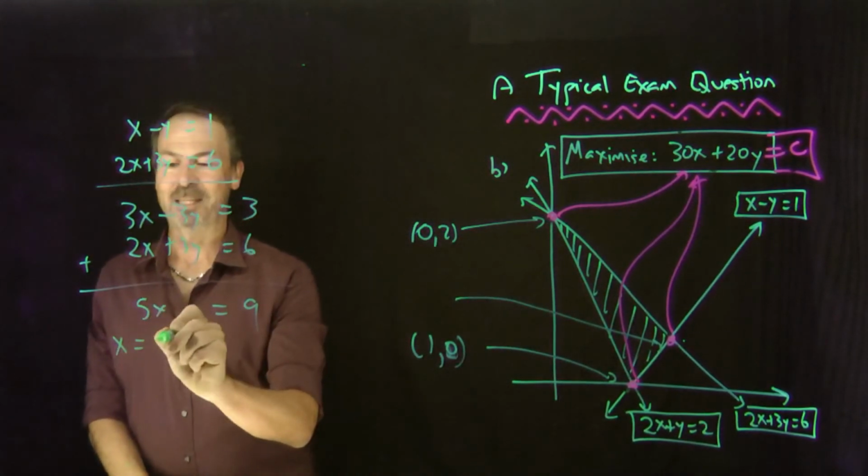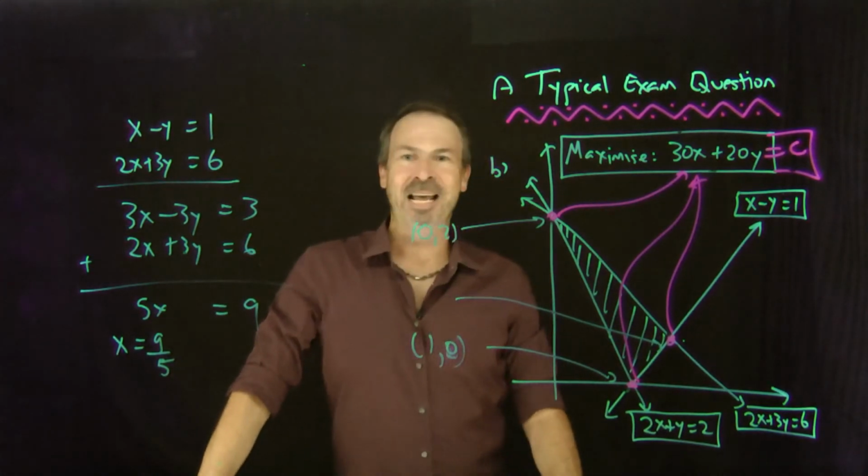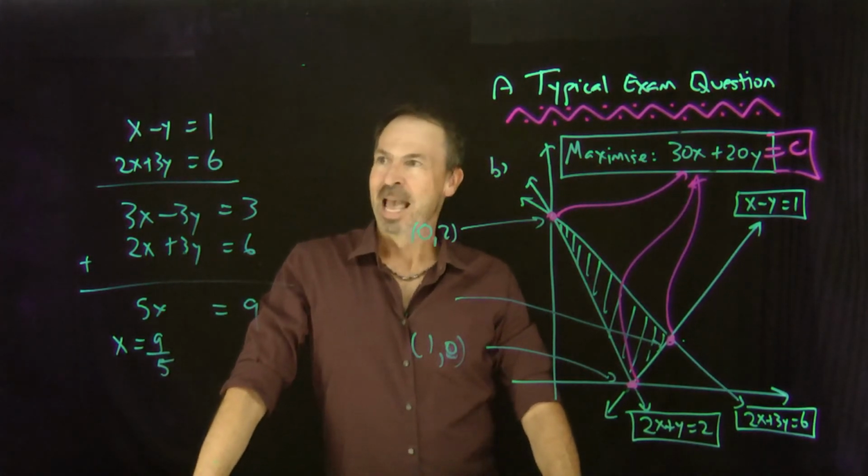For truth, x must be 9/5. That's what? 18 tenths. That's 1.8. Beautiful. And what would y?